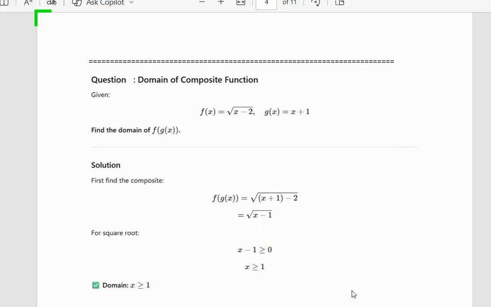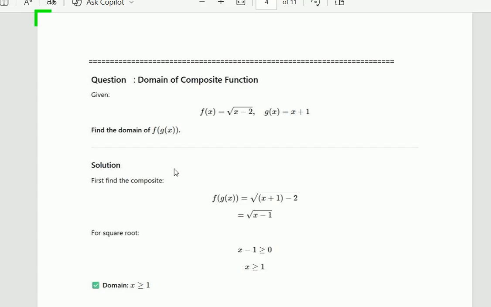Now for the next question, the domain of the composite function. f of x equals the square root of x minus 2 and g of x equals x plus 1. Find the domain of fg of x. fg of x means we are passing the function g into the function f. So f is equal to the square root of x minus 2. So we put the value of g of x in place of x: the square root of x plus 1 minus 2.